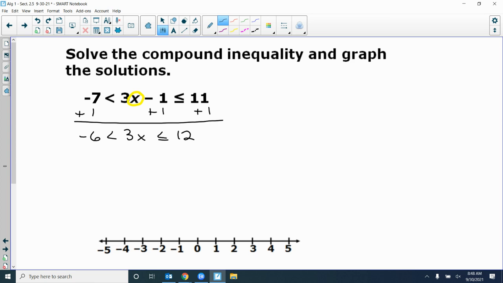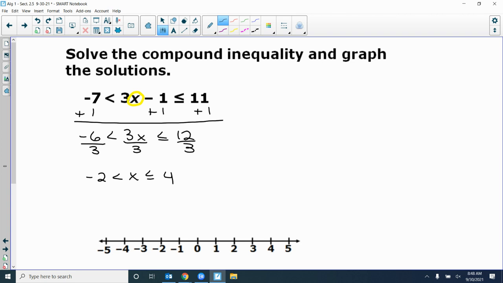I still need the x by itself, just like an equation. What do you think we should do, Ellie? You would divide the negative 6 and the 12 by 3. Yep, you divide by 3. We're going to divide all sides by 3, including the middle, just like she said. The negative 6 by 3 and the 12 by 3. I get negative 2 is less than x is less than or equal to 4. I like to keep it like this.